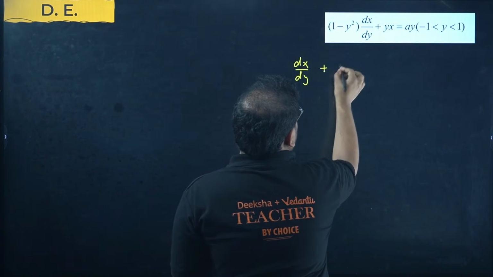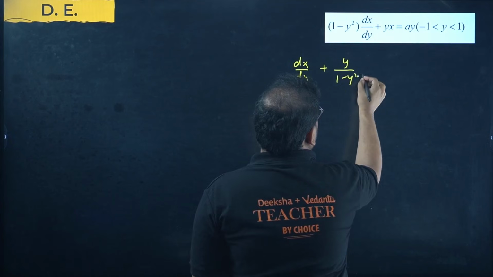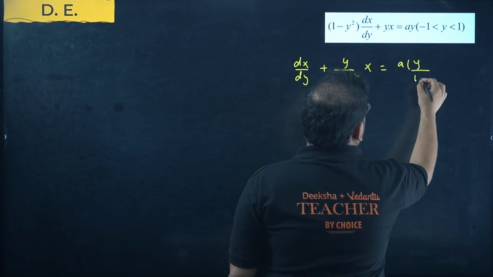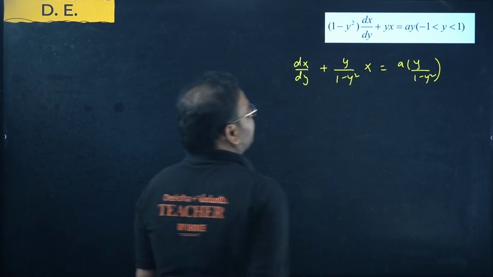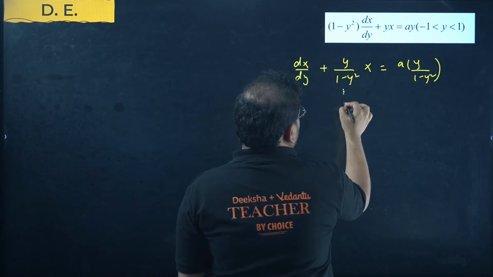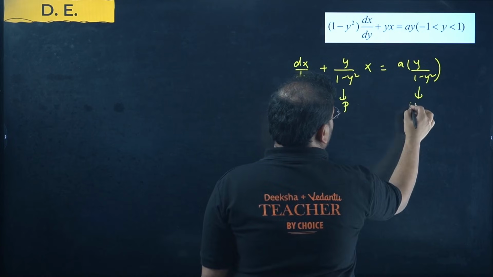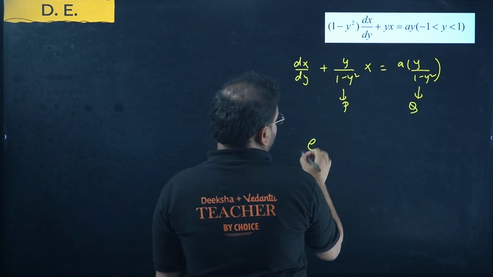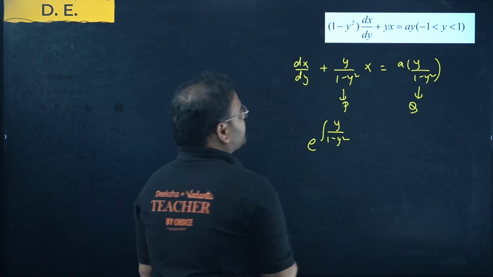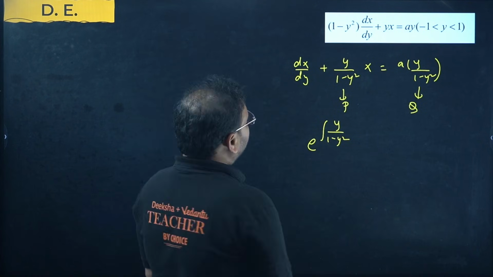I can write this as y upon 1 minus y square into x, and we have a times of y upon 1 minus y square. From here we know that this is your p value and this is your q value. How do you find it? Integrate from here. E power integral of y upon 1 minus y square.